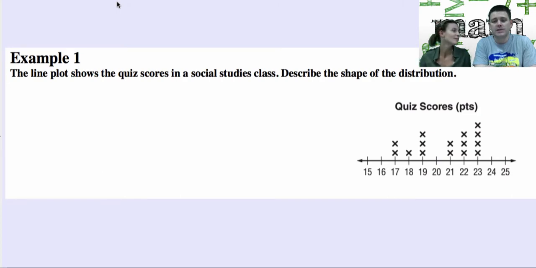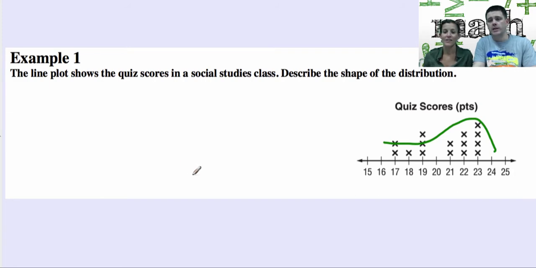I suppose I can draw it on here. Remember, skewed is always kind of the opposite of what the word is. If it's skewed left, it means there's not much on the left, and there's more of it over on the right-hand side. There we go. Since we have more data on the right, we would say this is skewed left.